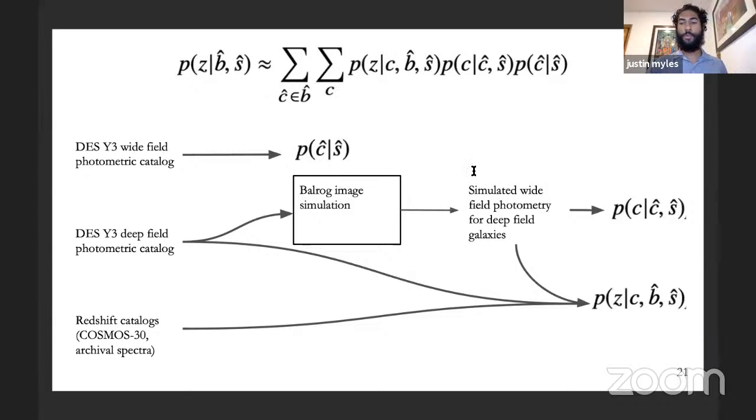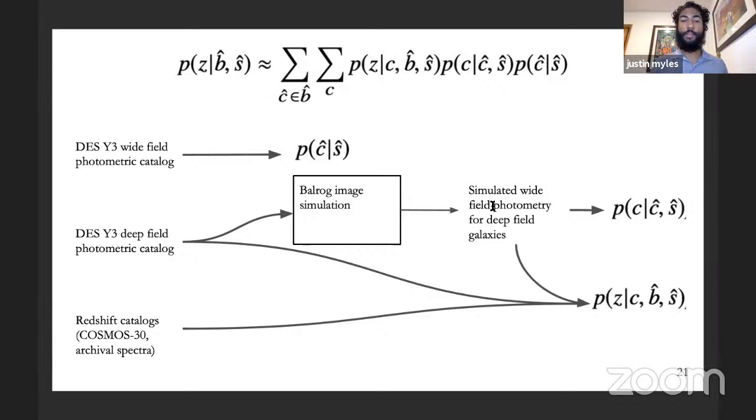The other 2 terms are a bit more complicated. So the transfer function, the deep-wide relation, we need to start out with our deep field catalog, but then we need to inject it, and we treat this as a black box with the Balrog image simulation package to get a version of its simulated wide field photometry for those galaxies.